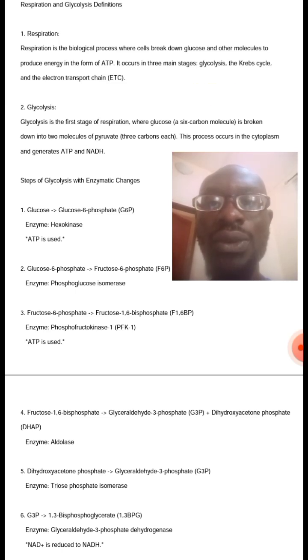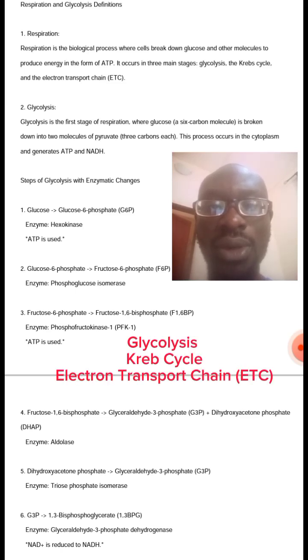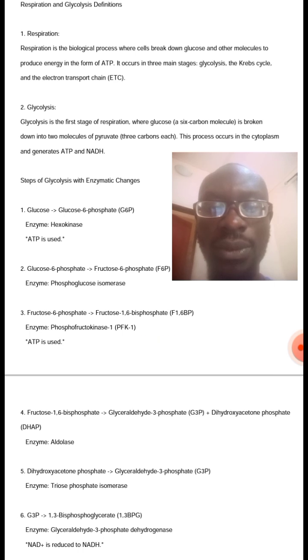And so respiration has three main stages: glycolysis, the Krebs cycle, and the ETC, also called the electron transport chain. So those are the things you need to keep in mind. If I'm asking you, what are the three main stages of respiration, you should be able to tell me glycolysis, Krebs cycle, and the electron transport chain. Okay? So we need to understand what glycolysis is.